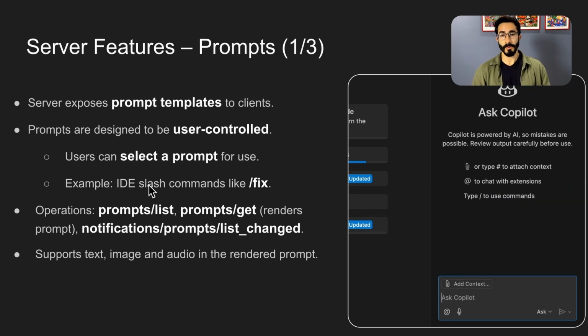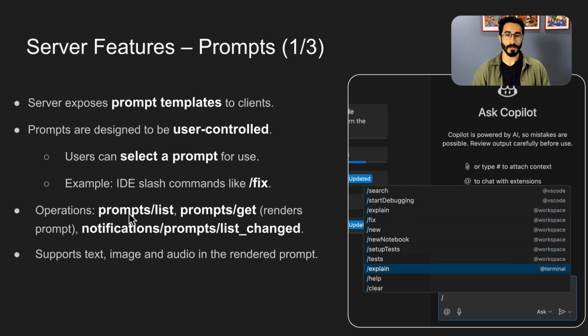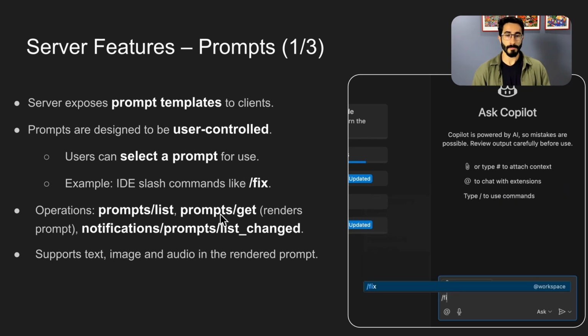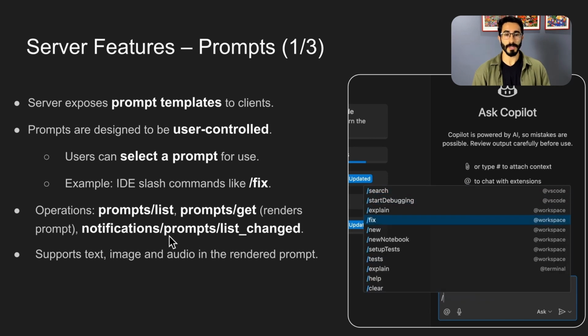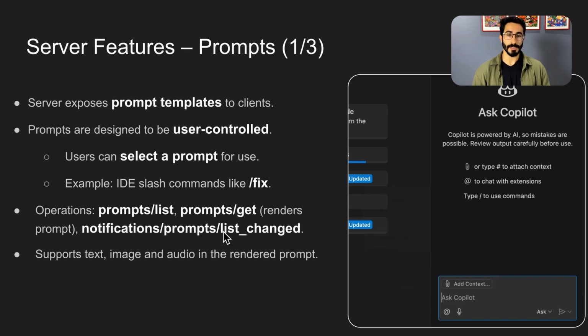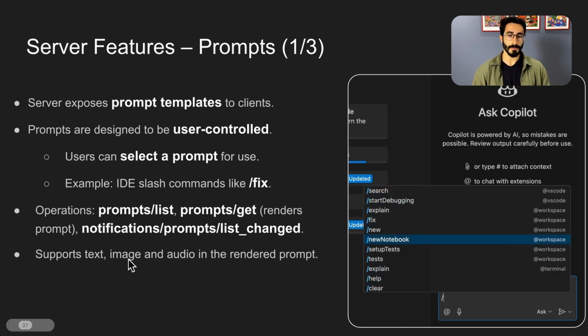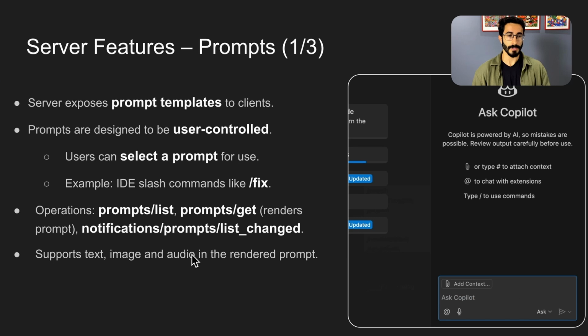The most important operations, the methods, are prompts/list and prompts/get, which accepts some variables so that you can replace those variables at runtime. Basically, the server is rendering this prompt. And then there is a notification related to any changes in the list of available prompts. Besides text, it also supports image and audio in the prompt, which is really interesting.